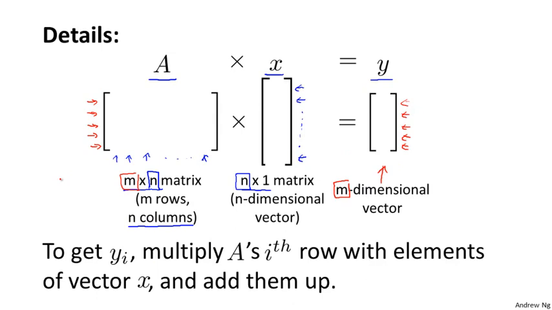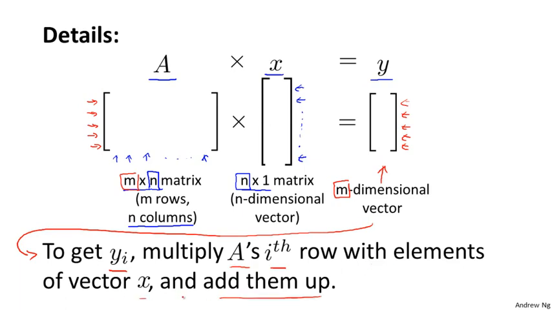So how do you actually compute this vector y? To compute this vector y, the process is to get yi, multiply A's ith row with the elements of the vector x and add them up. So here's what I mean. In order to get the first element of y, we're going to take the first row of the matrix A and multiply them one at a time with the elements of this vector x. So we take this first number, multiply by this first number, then take the second number, multiply by this second number, take this third number, multiply by the third number, and so on until we get to the end. And then we're going to add up the results of these products. And the result of adding that up is going to give us this first element of y.